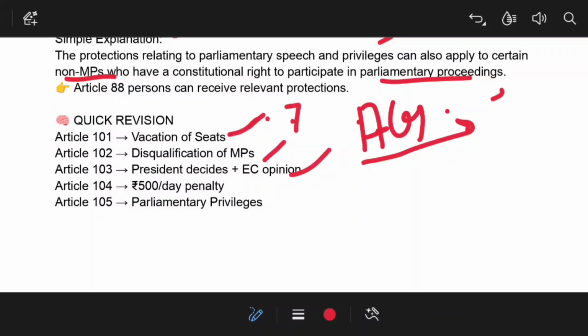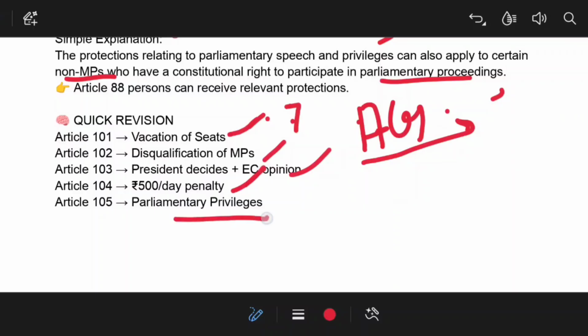Clear? And 104, if you are a member of the House and you do not subscribe to the oath under Article 99 and you take part in the proceedings of the House, then you will be liable for a penalty of rupees 500 per day. And if you are disqualified or not qualified to take part in the proceedings of the House, like the AG, clear? He is not an MP, but he can take part. Clear? So 500 penalty per day.